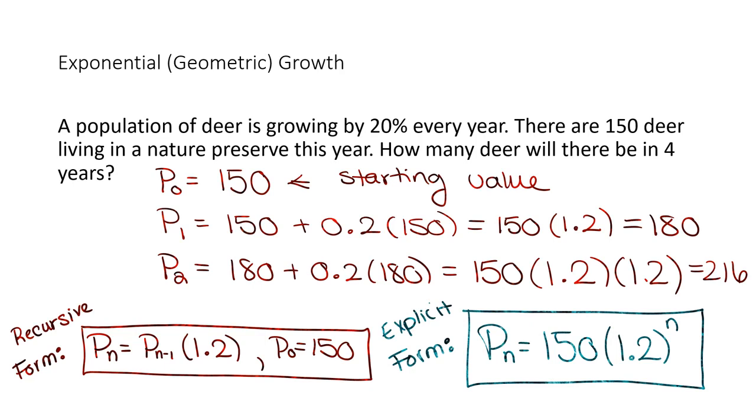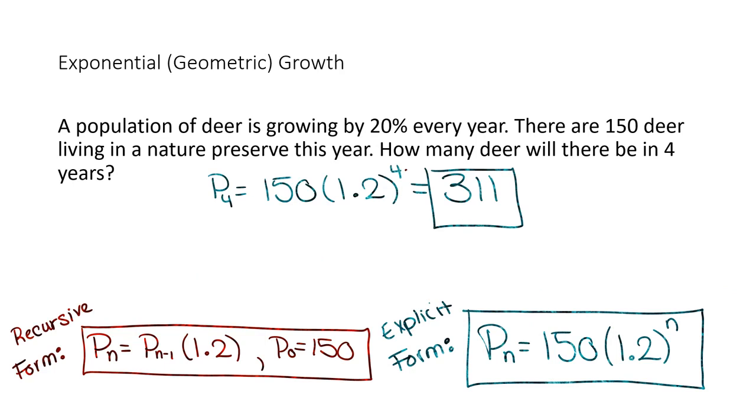All right, so to answer this question, how many deer will there be in 4 years? I'm going to use my explicit equation. I'm going to take 150 times 1.2 to the 4th, and I decided to round to the nearest whole number. I got 311.